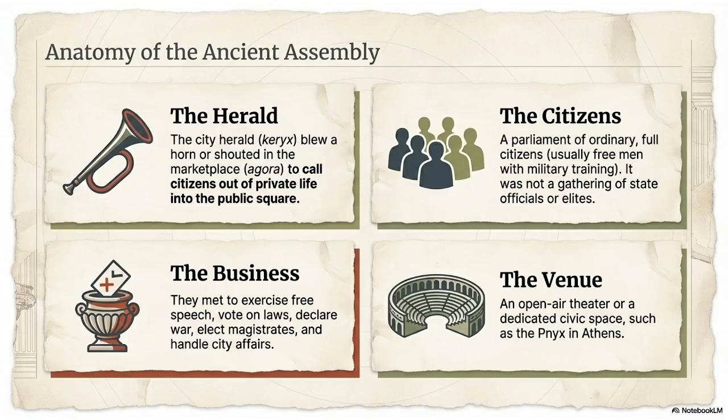So when the city needed to handle state business, a city herald, called a carex, would be sent out. He would go down into the agora, the bustling marketplace where everyone is working and shopping, and he would literally blow a horn or shout a formal summons. Just right there in the middle of the market. Right there. He was literally calling the citizens out of their private homes and businesses and directing them into the public square.